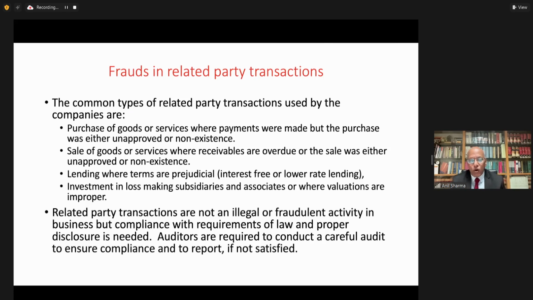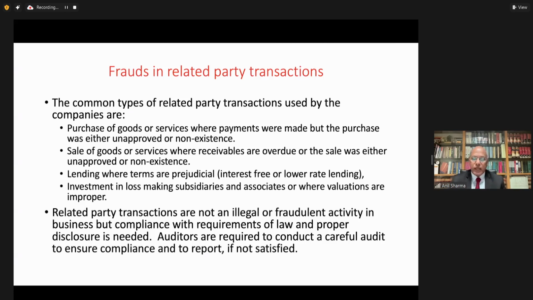linkages to fraud. That's why Mr. Mittal was also mentioning that any related party transaction these days is being looked at as a bad thing.